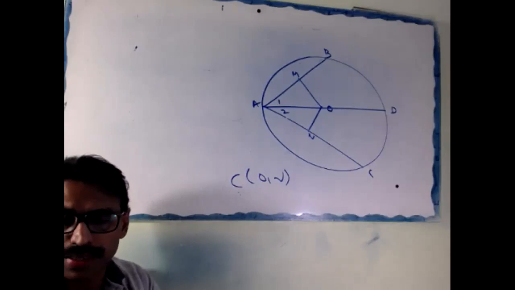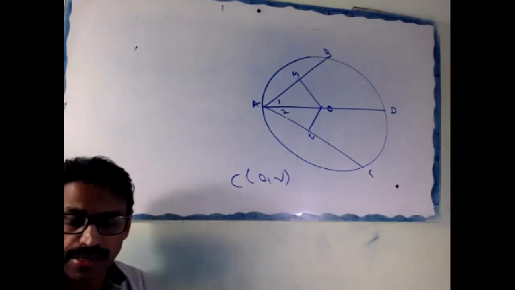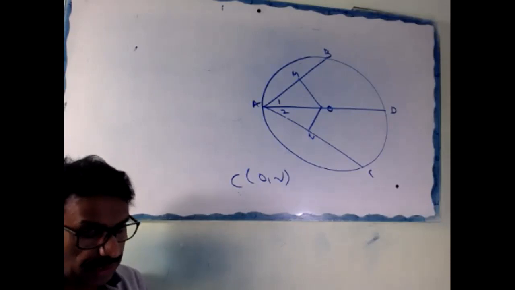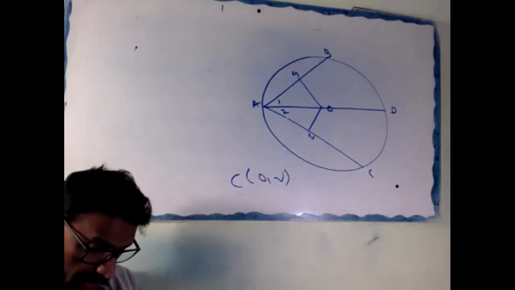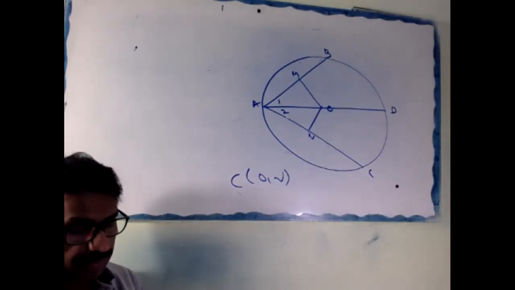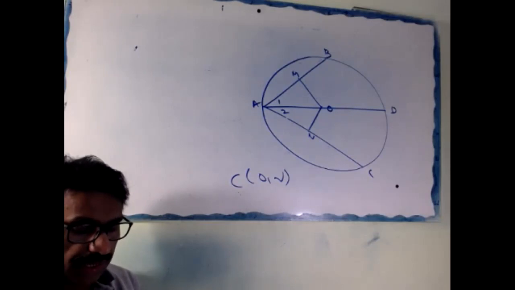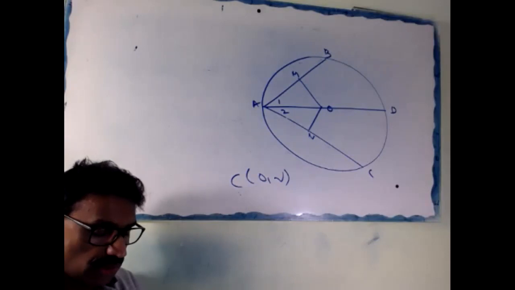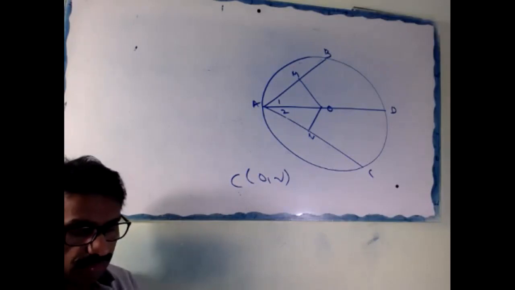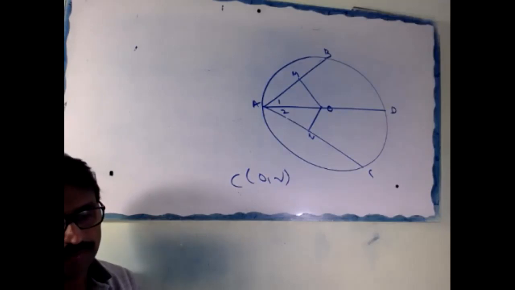Hence, OM equal to ON. Okay. In bracket, CPCT. Therefore, AB equal to AC. In bracket, right: chords of a circle which are equidistant from the center are equal.